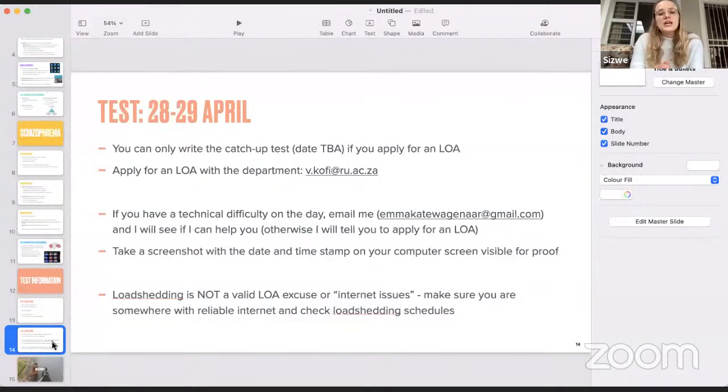Okay, load shedding is not a valid excuse for an LOA, or internet issues. You can be on campus for that. And if you're not on campus for whatever reason, you signed a waiver with the university saying that you understand the risks of this. Make sure you're somewhere with reliable internet. Check your load shedding if it starts up again. You can't say, sorry, I had load shedding.